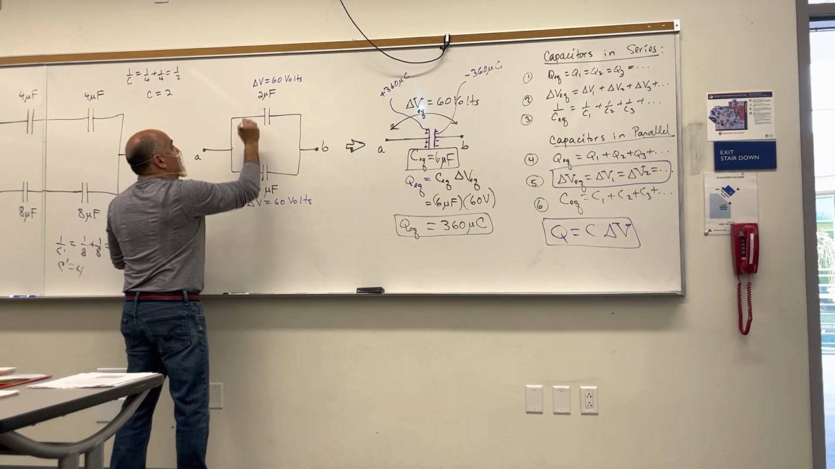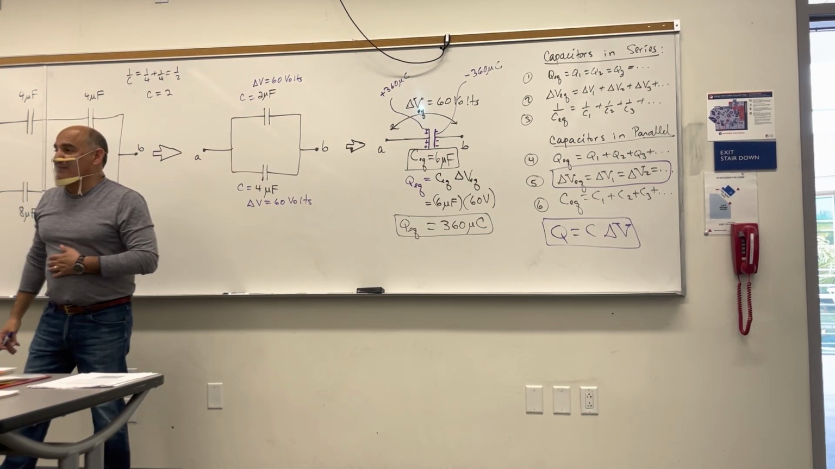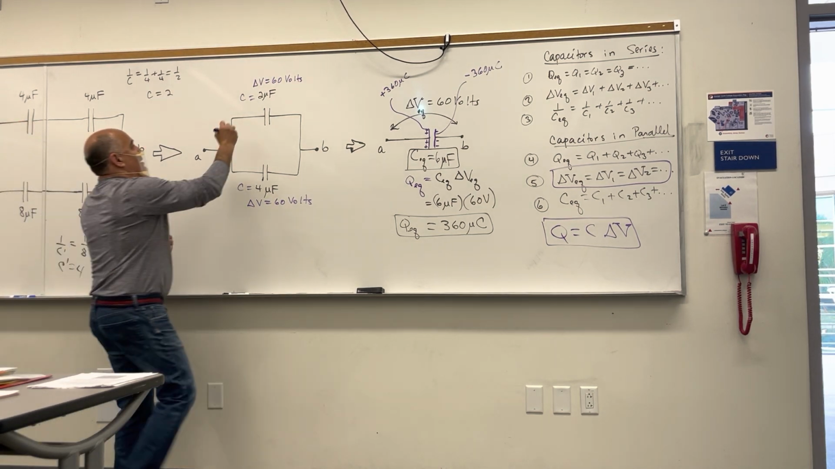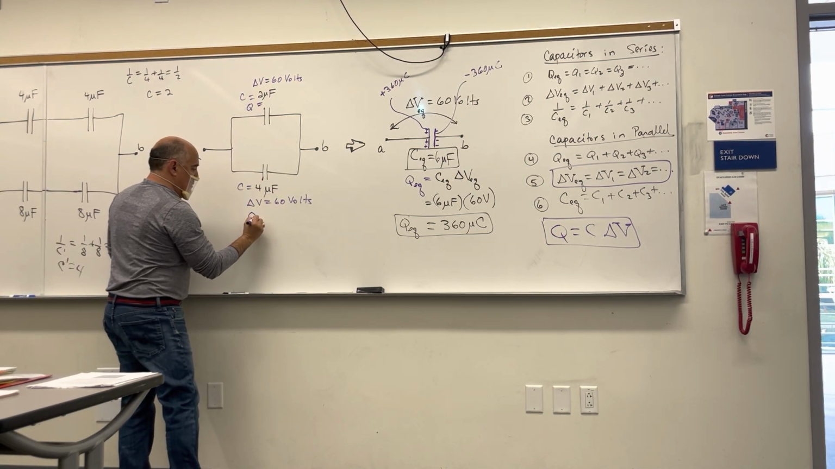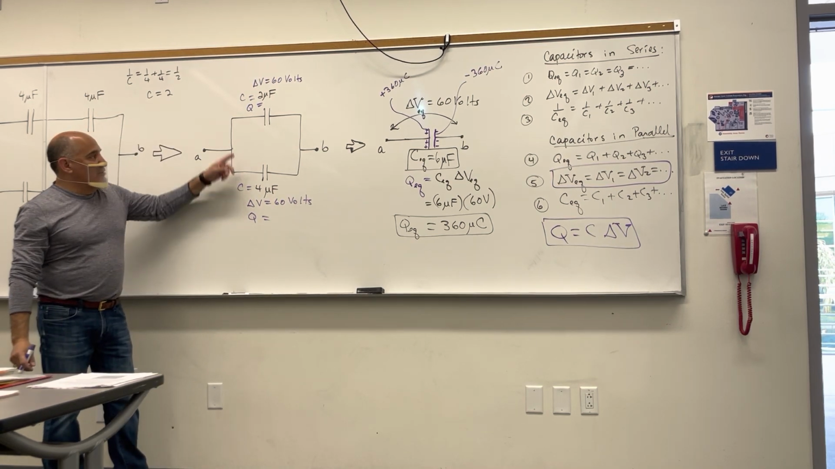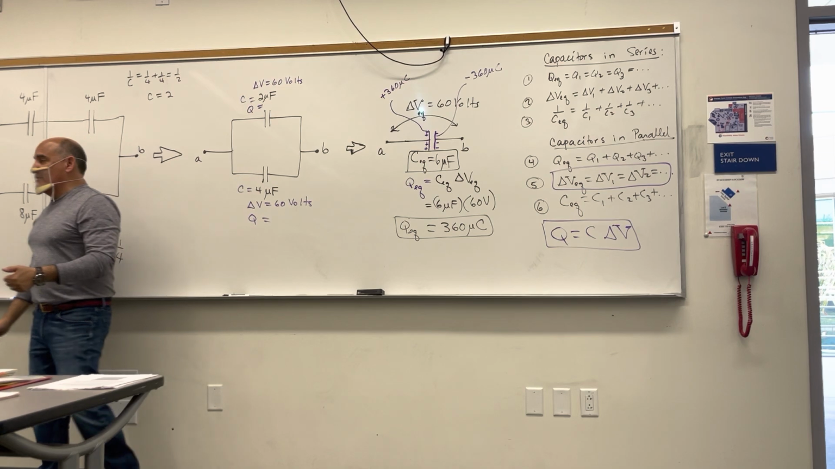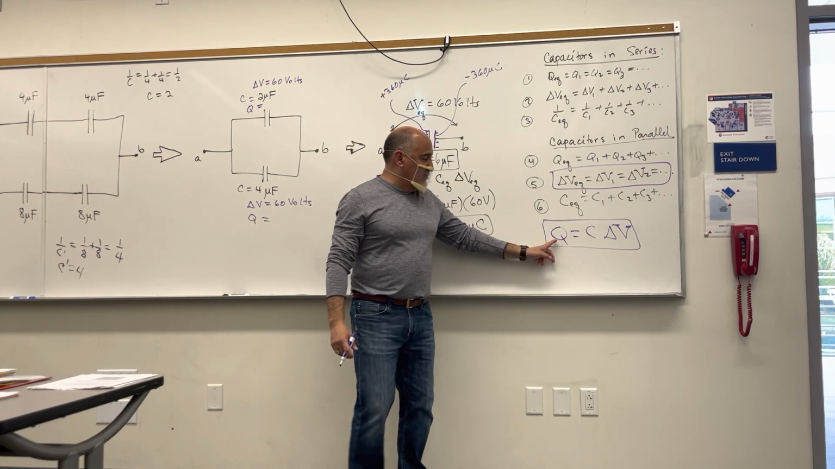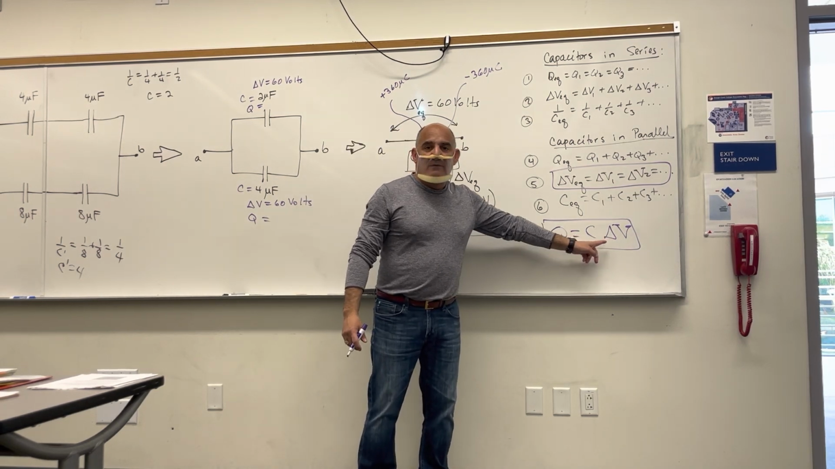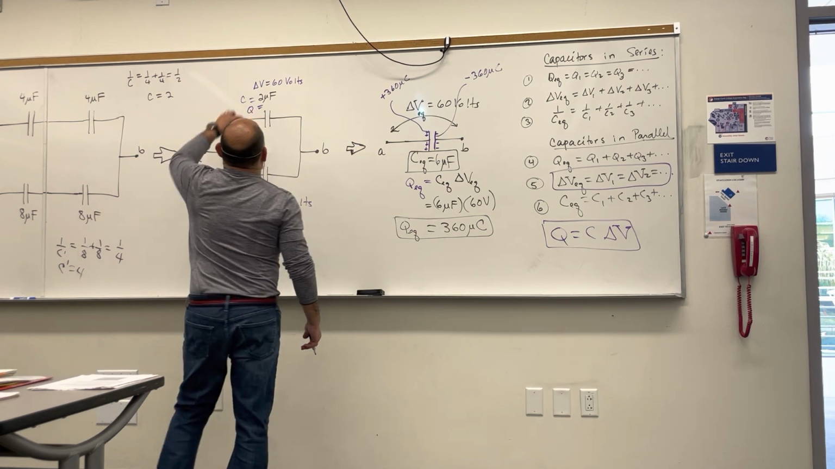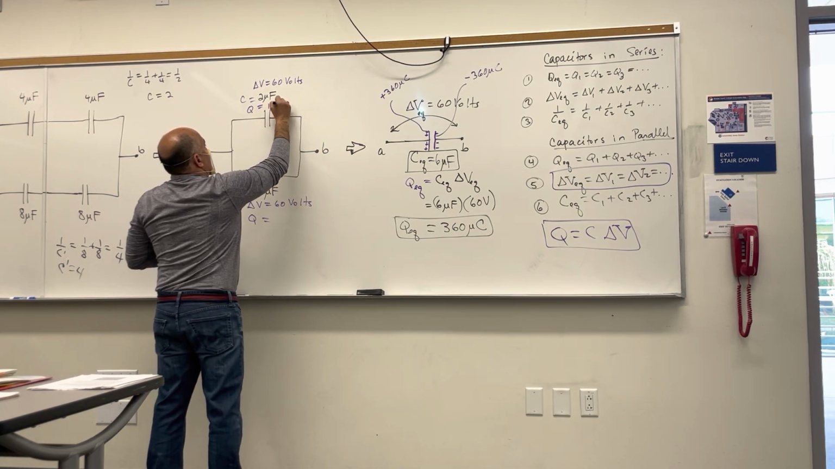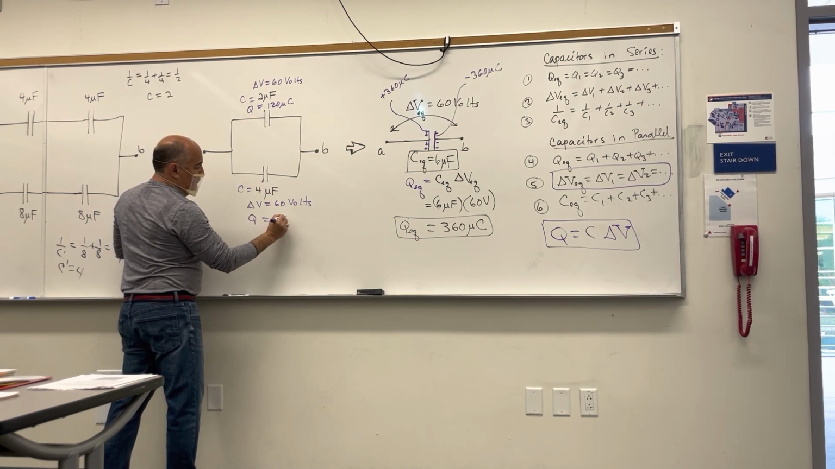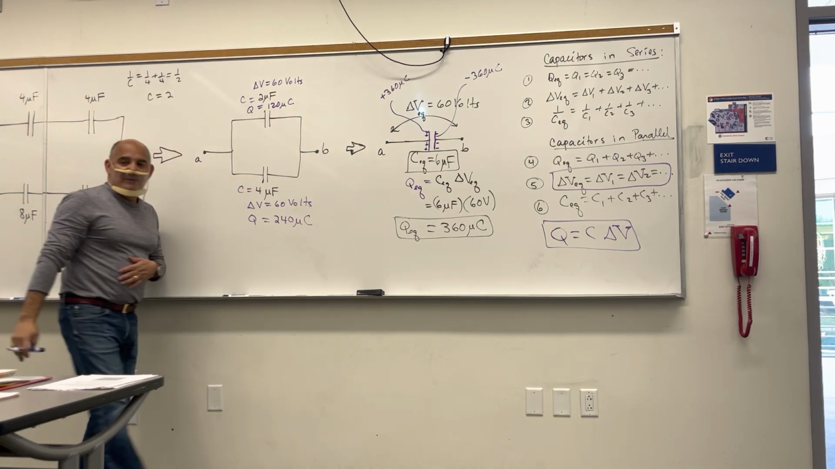But wait a minute. If I know any two quantities, I can figure out the third one, right? What am I missing? Now I'm missing the charges. And how do I calculate the charge in each capacitor if I know the voltage across it and the capacitance of it? I go to my master equation and I figure out the charge by multiplying them. So 2 times 60 is 120 microcoulombs, and 4 times 60 is 240 microcoulombs. Agree?